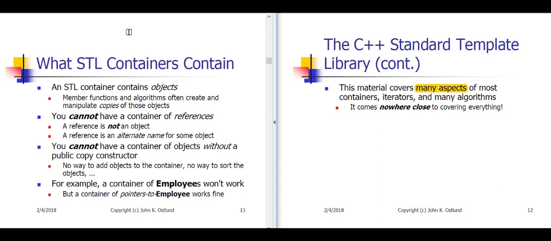Okay, so any of the STL containers contains copies of objects and offers member functions and algorithms for manipulating copies of those objects. So that implies that you cannot have a container if the container does not have a public copy constructor. For example, we could not have a vector of employee objects because we cannot make a copy of an employee. It doesn't make sense to have 2 clones of one employee walking around. So a class that does not have a public copy constructor cannot be stored in a container.